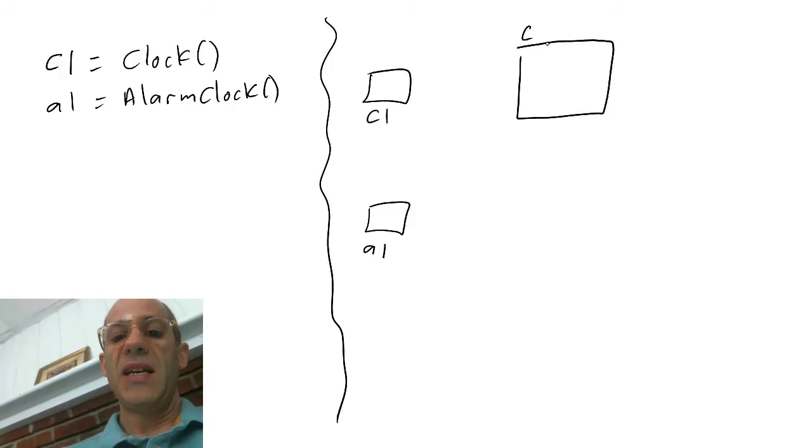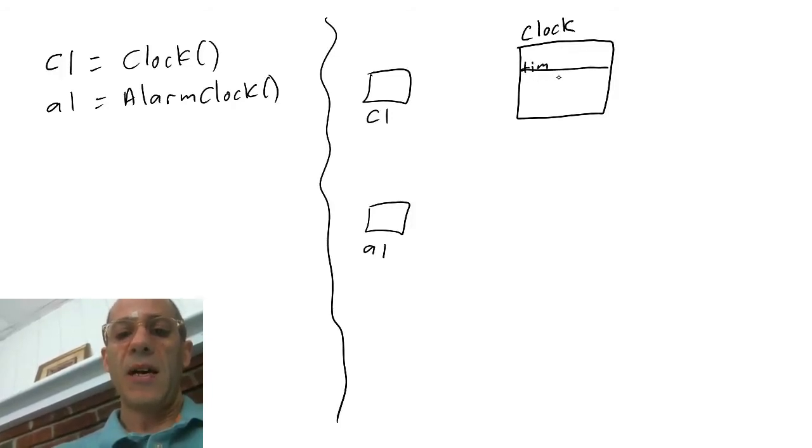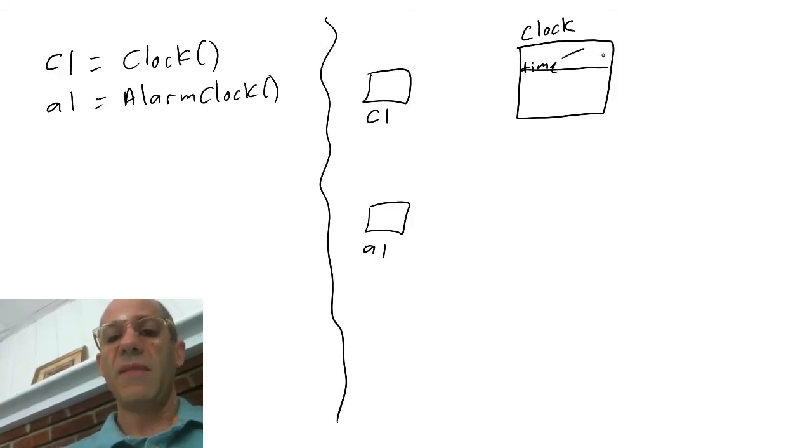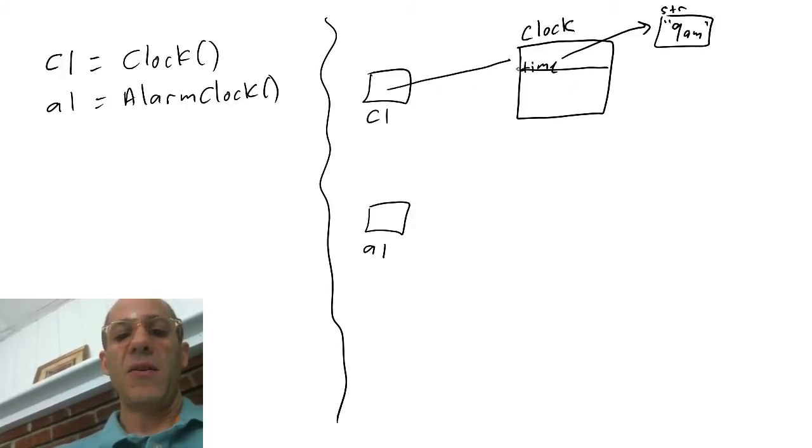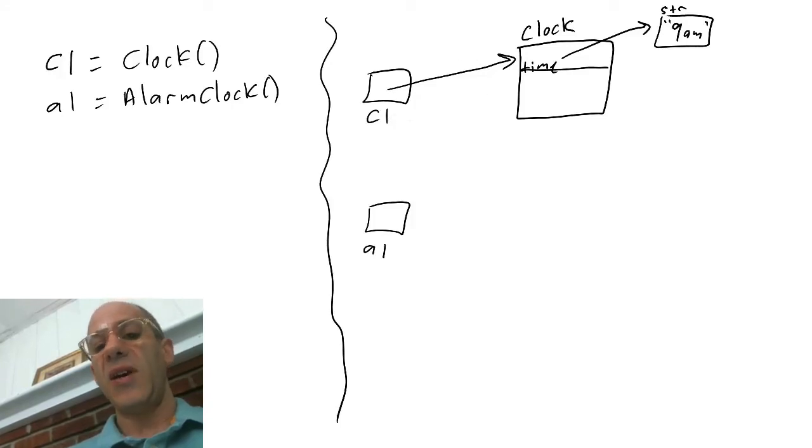Clock is going to be an instance of a clock class, and it has a single instance variable in it, which is time. And time holds a string, so it's really going to be a reference to some string, like 9 a.m. And when we make an instance of that clock and assign it to C1, what we're doing is telling Python that C1 is a variable whose value is the address of an instance of a clock. Right? We've done this before.